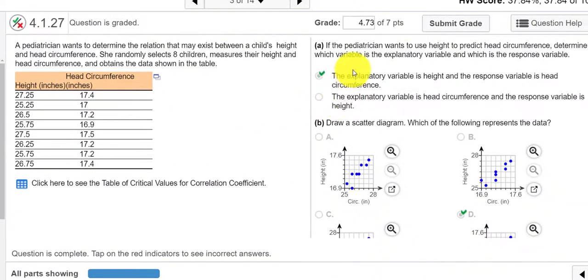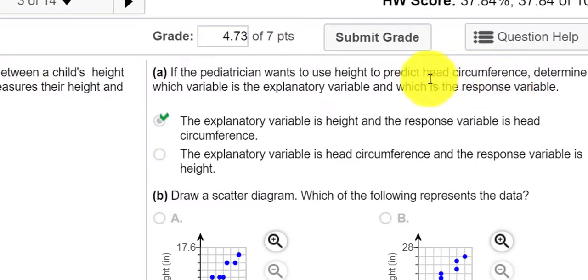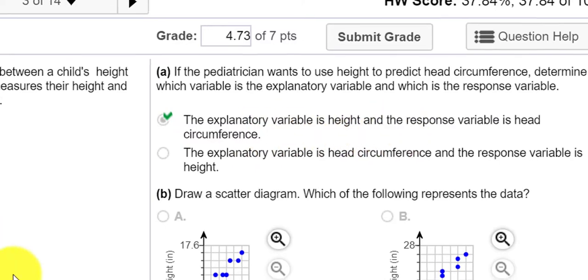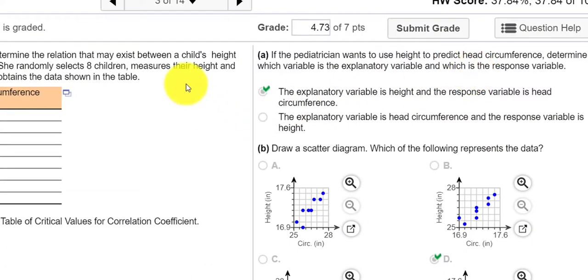I guess the first question you're asked is the pediatrician wants to use height to predict that circumference. So that means height is the explanatory variable and the circumference is the response variable, right? And think of this as the explanatory variable would be along the x or the horizontal axis, and the response variable would be on the vertical or the y-axis.